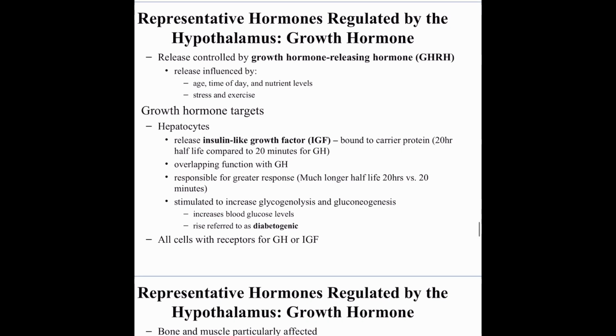And the hepatocytes release insulin-like growth factor, and they're bound to carrier proteins. So these would be a steroid hormone or a lipid soluble hormone, or they could also be a water soluble hormone, depending. It has a 20-hour half-life compared to 20 minutes for regular growth hormone. It has overlapping function with GH and is responsible for a greater response, right? So because it lasts longer, it can change the body in the direction it needs to be for a longer period of time. Stimulated to increase glycogenolysis and gluconeogenesis, increases blood glucose levels. This rise is referred to as diabetogenic.